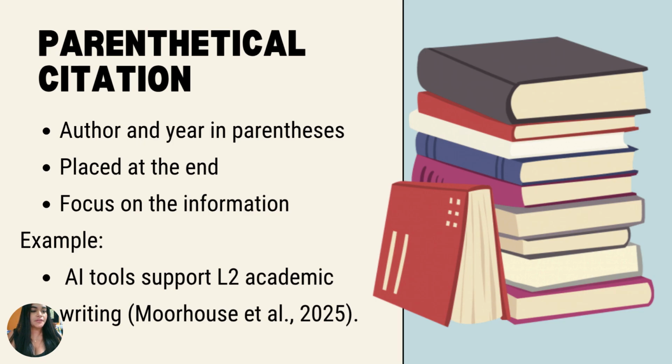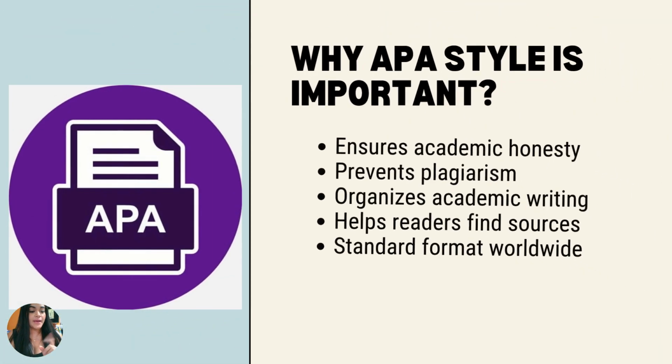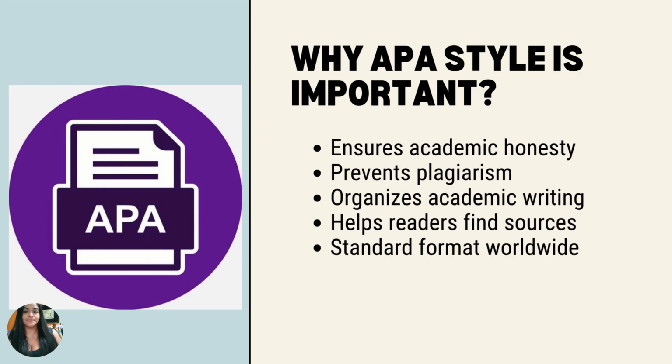So now we are going to learn why APA style is important. APA style is important in academic writing because it ensures honesty and academic integrity. It prevents plagiarism by giving proper credit to original authors. It also makes academic work more organized, professional, and easier to understand for readers. By using APA correctly, students show respect for intellectual property and strengthen the quality of their writing.